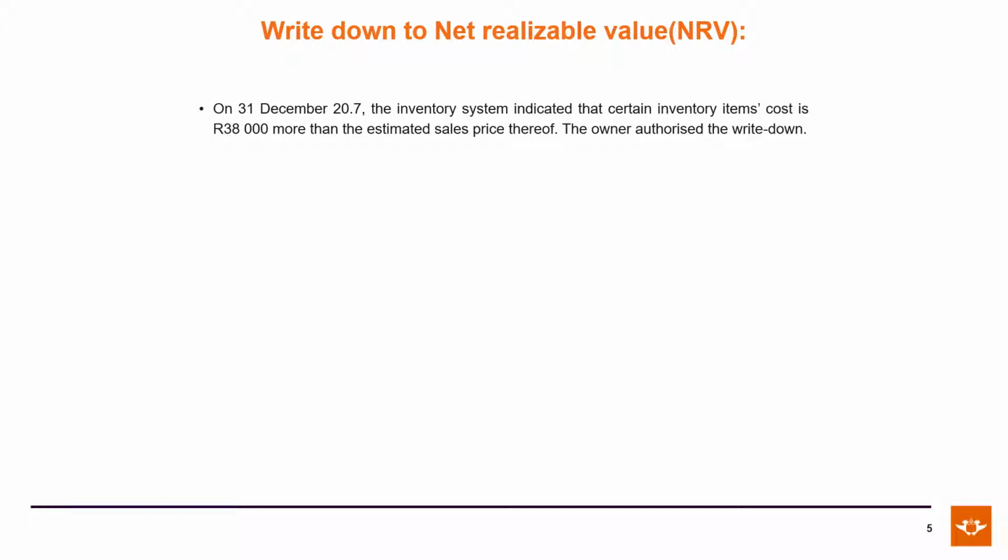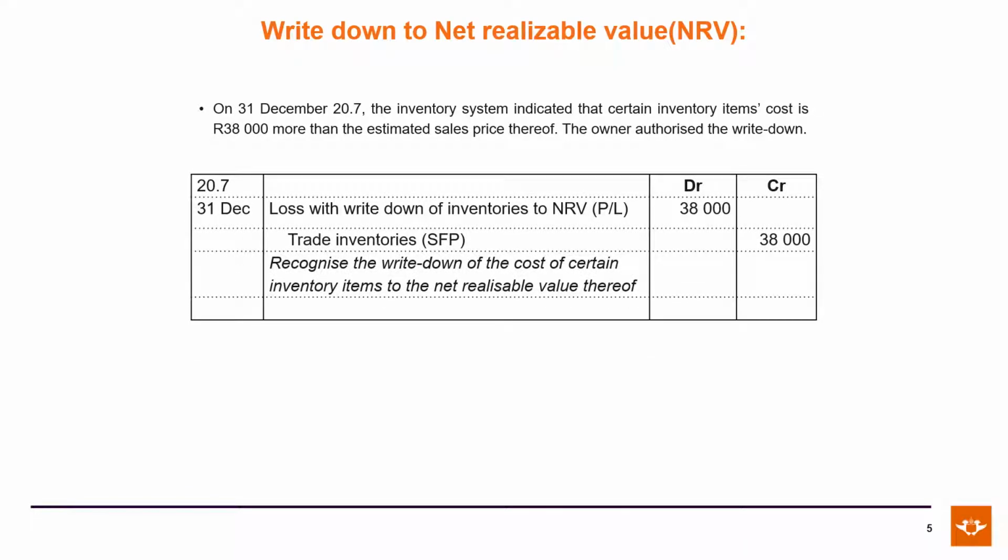On 31st of December 2007, the inventory system indicated that certain inventory items' cost is $38,000 more than the estimated selling price thereof. So now we will need to write down the cost to be the same as the net realizable value. So to do that, we will debit loss with write-down of inventories to the net realizable value and credit trade inventories. So the main thing that we do here is you always need to check which one is the lower between the net realizable value and the cost price.